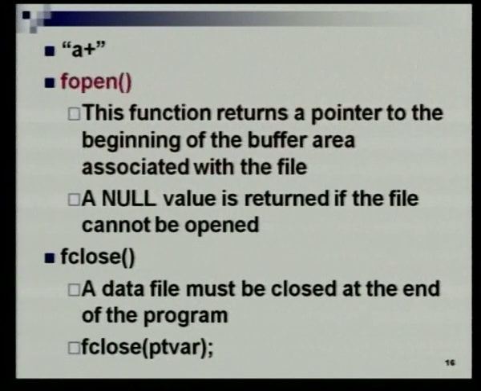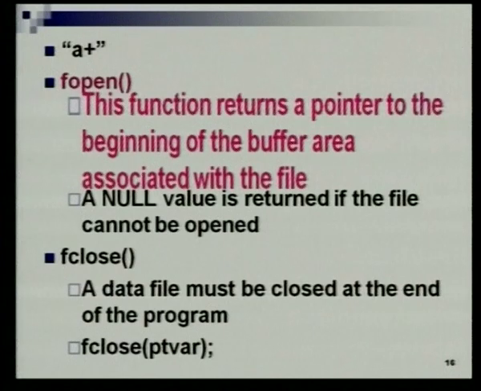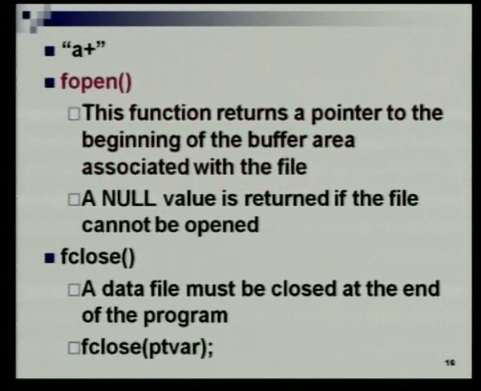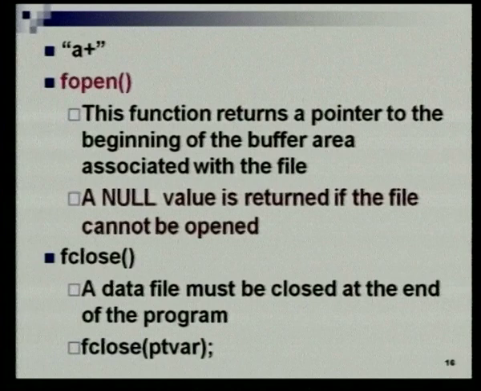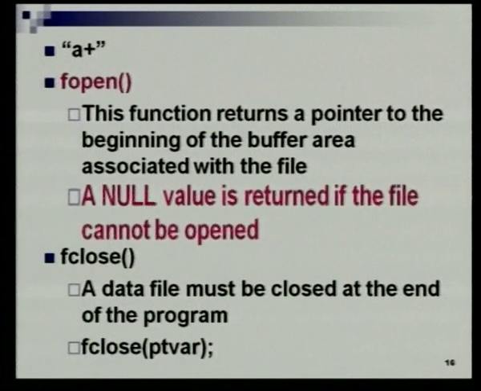Fopen is a function that returns a pointer to the beginning of the buffer area associated with the file. So we associate a file name with the buffer area, and when we want to read or write or do some operation, you have to point to the beginning of the buffer area, because you have to read from the beginning, isn't it? And if you have to write also, you have to write from the beginning. Only for appending you have to go to the end of the file. A null value is returned if the file cannot be opened.